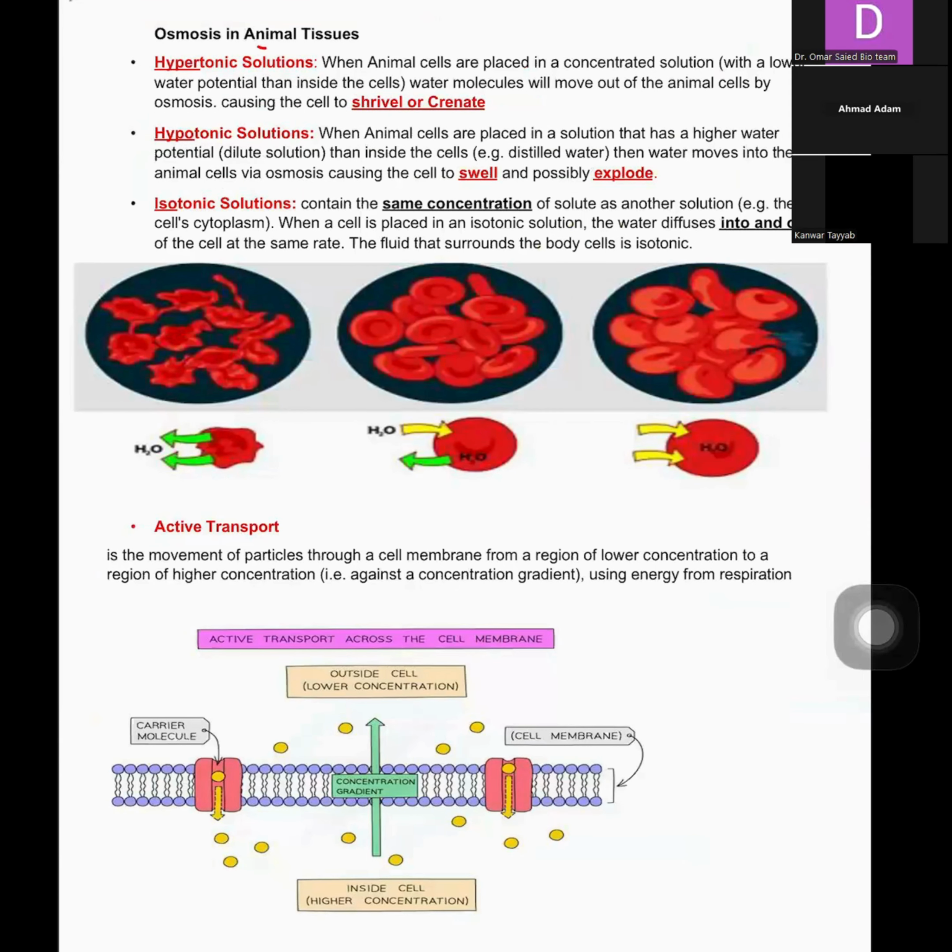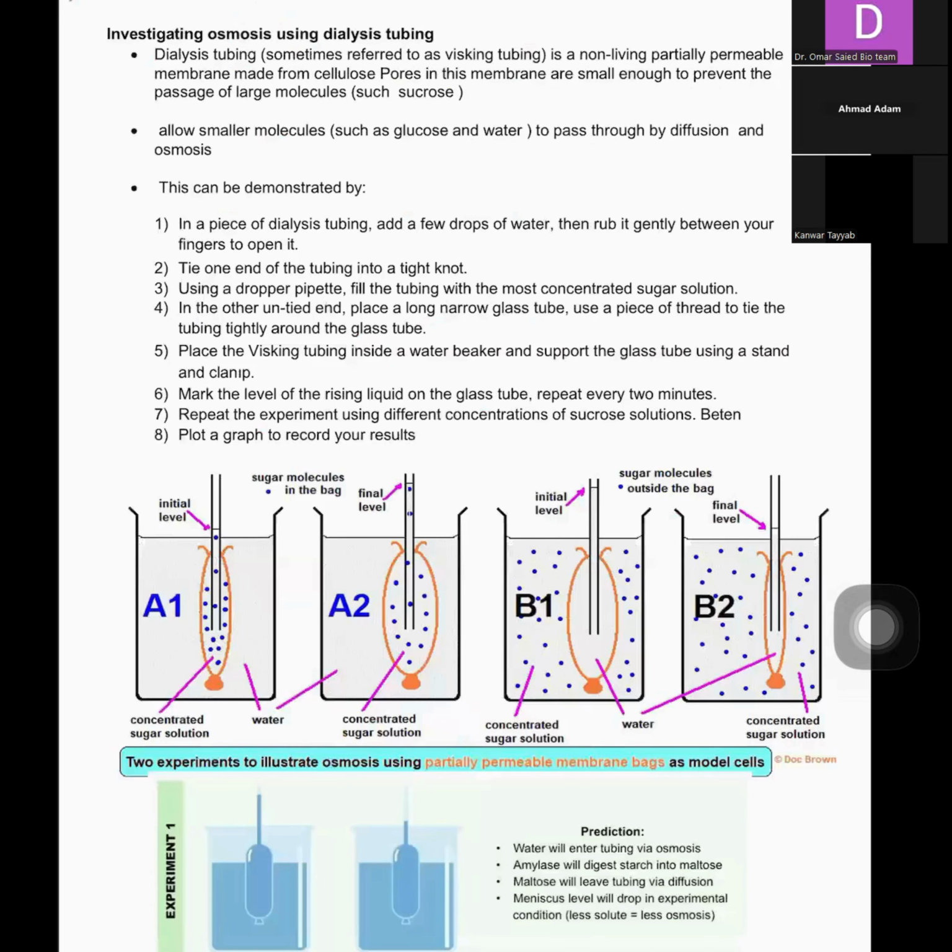Also in animal tissue, you have to mention when the cell is shriveled or crenated. You have to mention when the cell explodes and swells. You have to mention when the cell stays the same with no change. You have to investigate the dialysis tube.